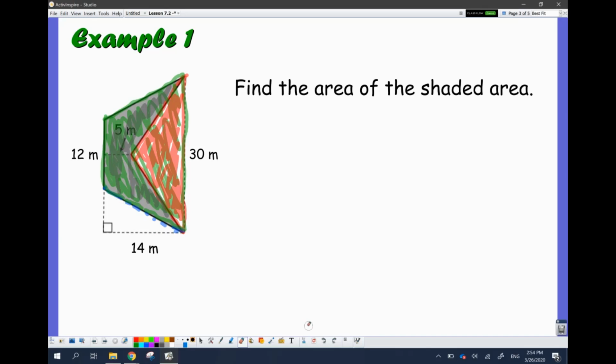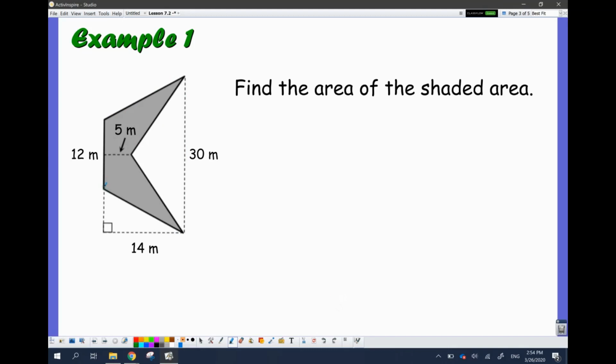So let's clean up the picture a little bit because right now it's really messy. But we've established that we have two shapes here. We have the red triangle, we have the green trapezoid, and we also have the shaded area that appears when you take the area of the triangle away from the area of the trapezoid. So let's clean this picture up so we got a better view.